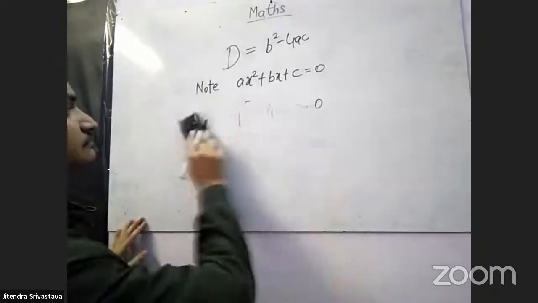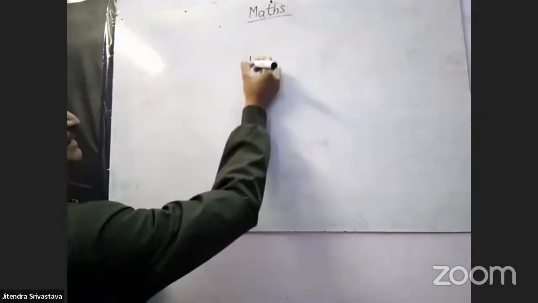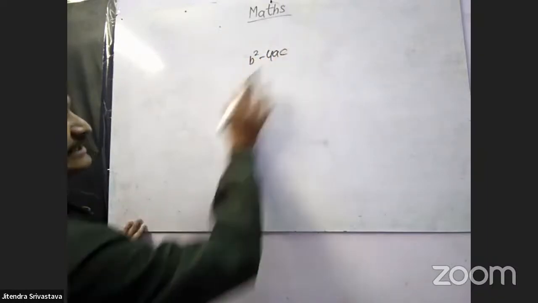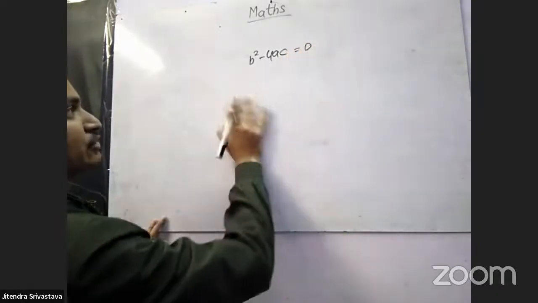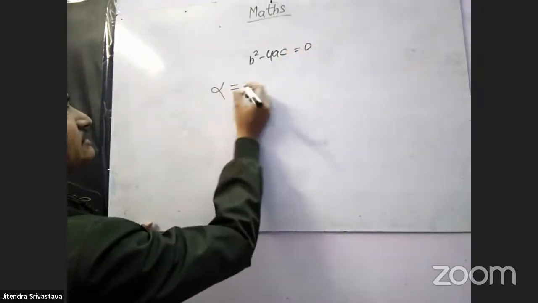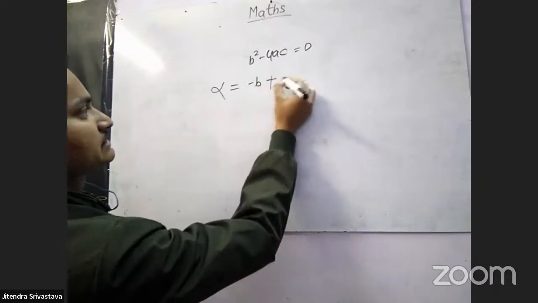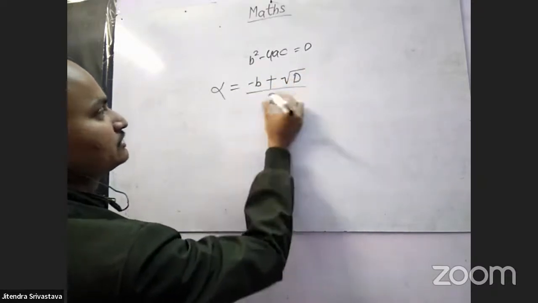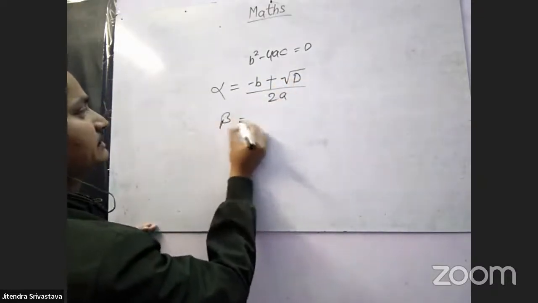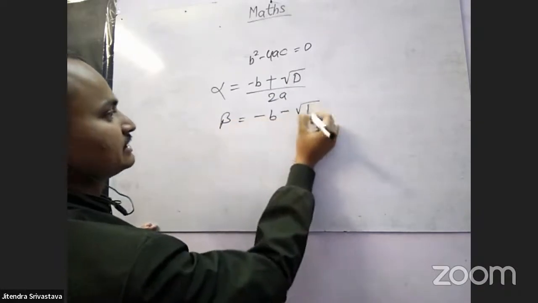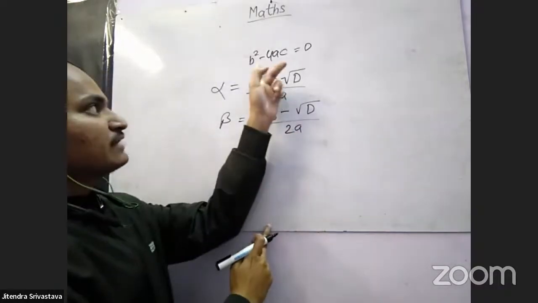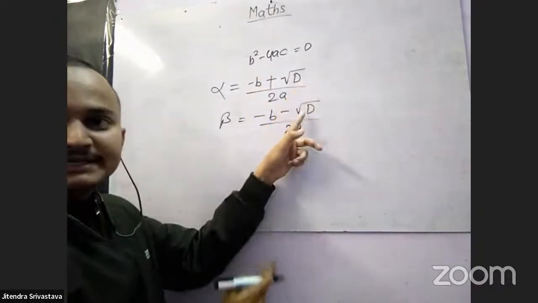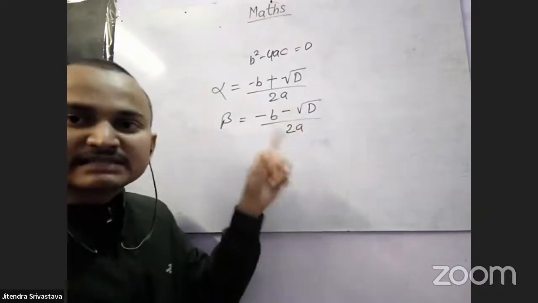So now in that formula, in place of b square minus 4ac, for alpha and beta, you can write D. So the formula will be something like this: alpha equals minus b plus under root D upon 2a, and for beta it will be minus b minus under root D upon 2a. In place of b square minus 4ac, we have written D, capital D. It is known as the discriminant.